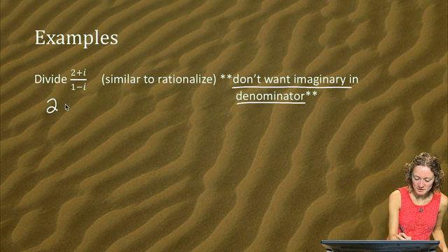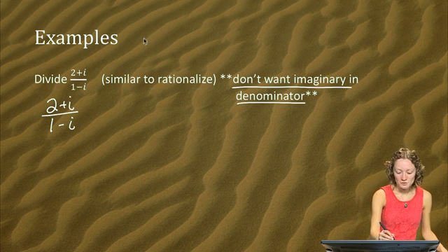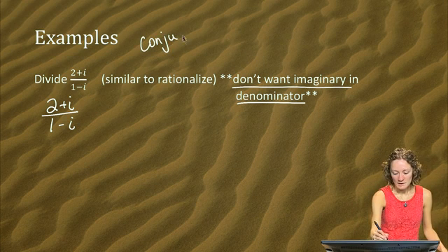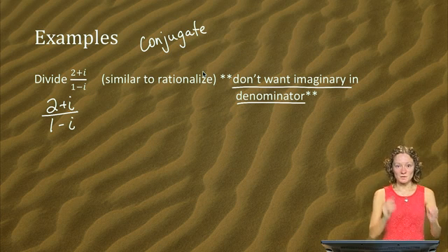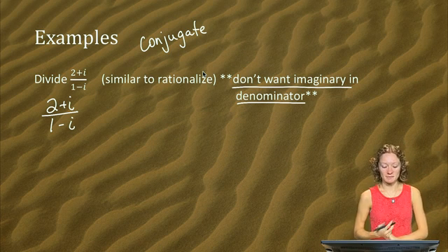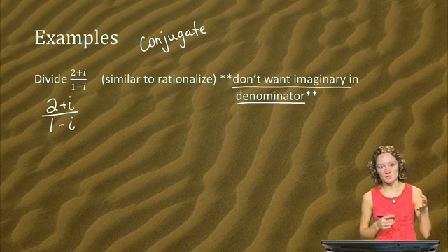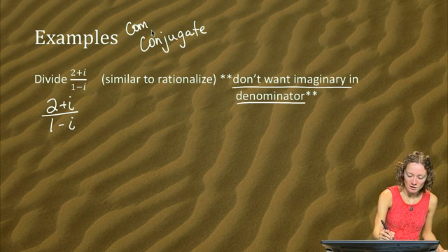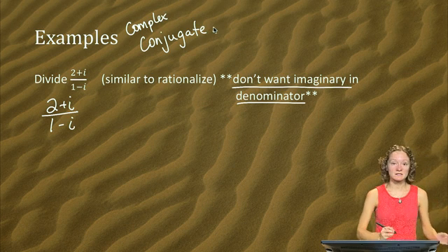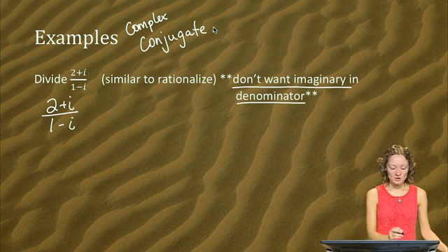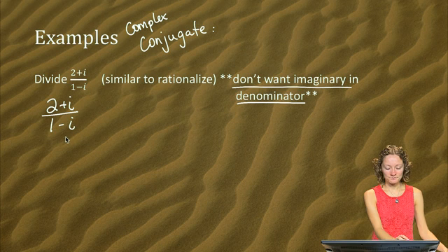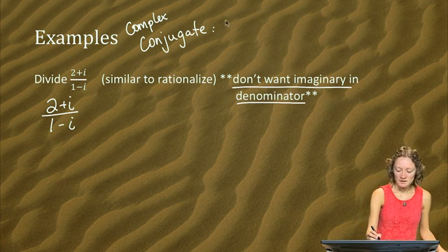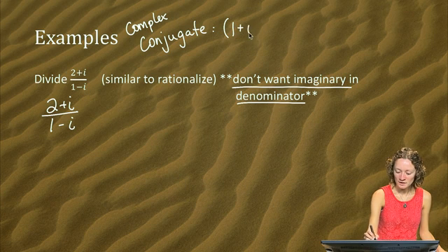If we had two terms, which we do here, 1 minus i, we used the conjugate, which was the exact same denominator with the opposite sign in the middle. If we started with minus, it was plus. If we started with plus, it was minus. And so we'll use the conjugate again, but here it's called a complex conjugate because it's with complex numbers. So our current denominator is 1 minus i. We are going to choose to multiply the top and bottom by the complex conjugate, which is 1 plus i.